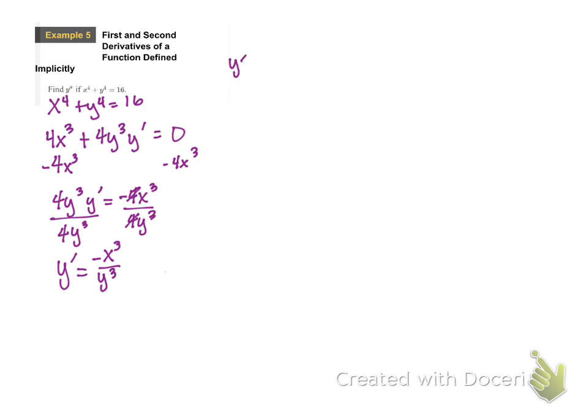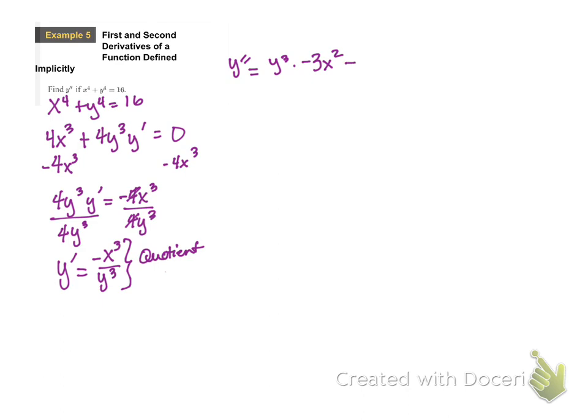Quotient rule. Good, because it is a quotient. So this being a quotient means we're going to use the quotient rule. Low D high. So y cubed times the derivative of negative x cubed, which is negative 3x squared. Good.